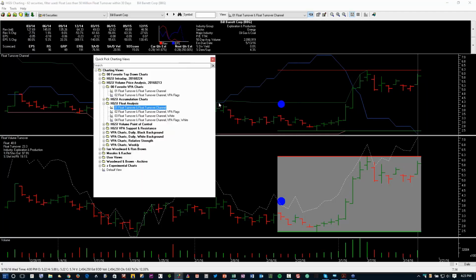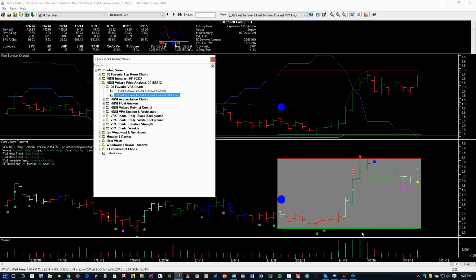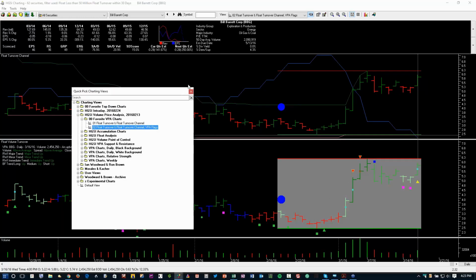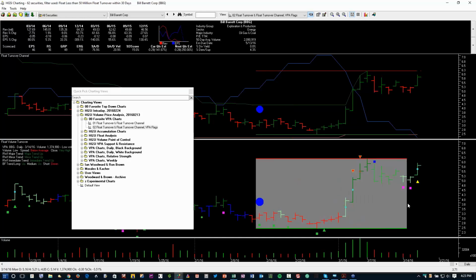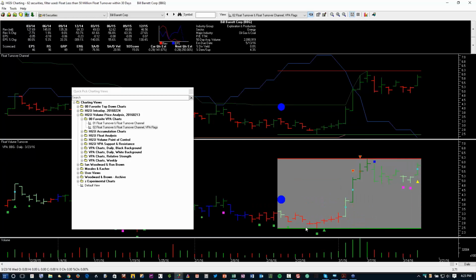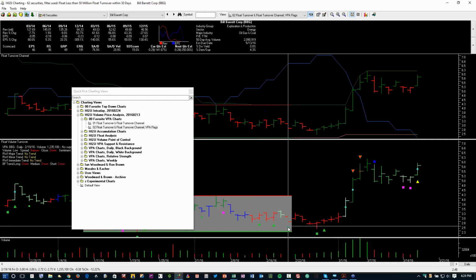Now, let's take this a little bit further. Since I have this up here, I'm going to click on my next chart. And this, I believe, is really where the power of float turnover combined with VPA gives us a leg up. We can see that during this float period down here, well, I need to click below here. Darn it, what am I doing wrong, Matt? Do I need my crosshair on here? There.